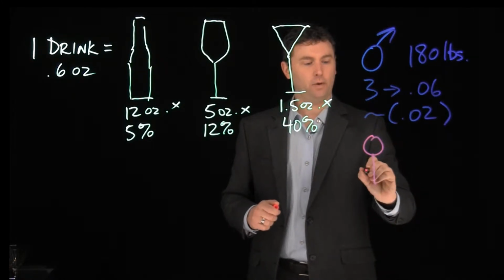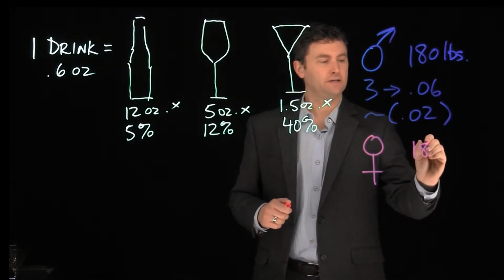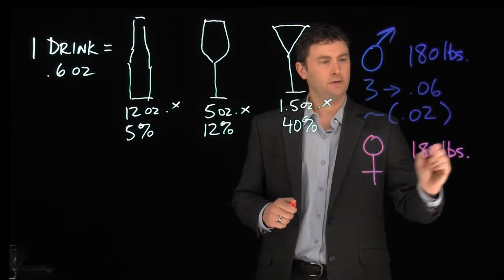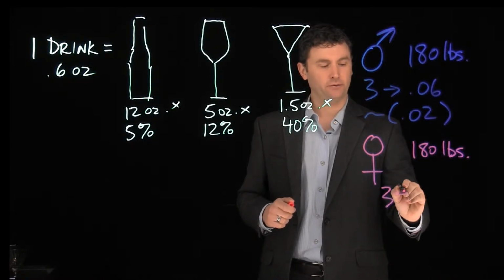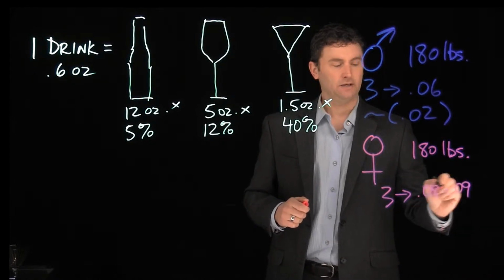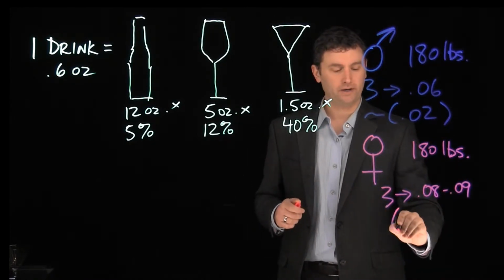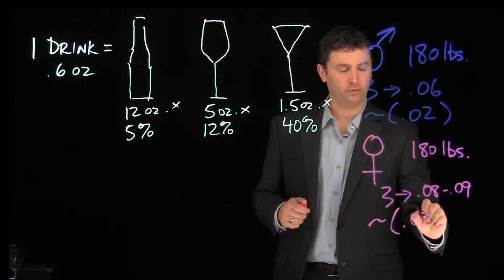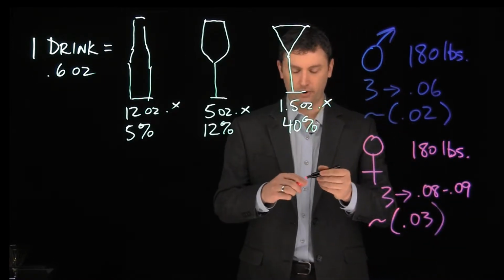Comparing that to a woman having the same 3 drinks, same 180 pounds, her 3 drinks are going to affect her more. She's going to go to about a 0.08 or a 0.09. So very broadly speaking, women per drink are getting approximately 0.03. It's raising their BAC about 0.03.